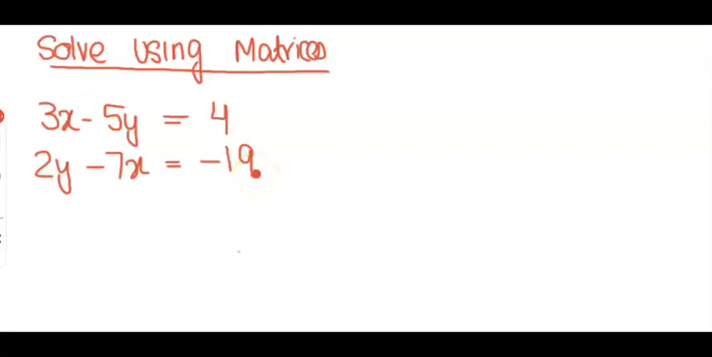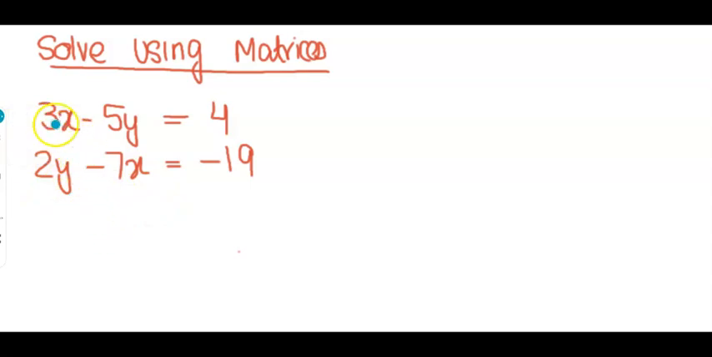Okay, now this is a system of 2 by 2. There are two variables involved and there are two equations, so we call them 2 by 2. If there are three variables involved, we need three equations to solve. How are we going to write it in matrix form? To start with, we cannot write it straight away in matrix form.